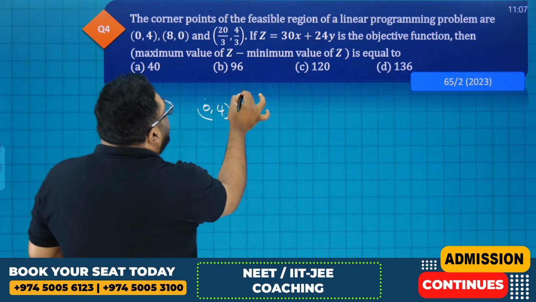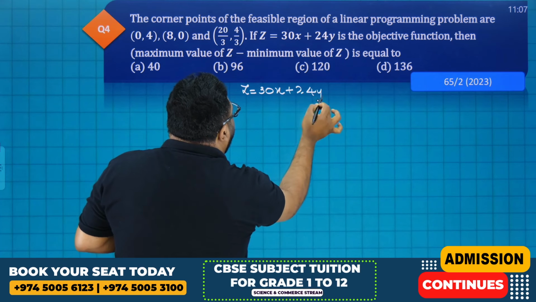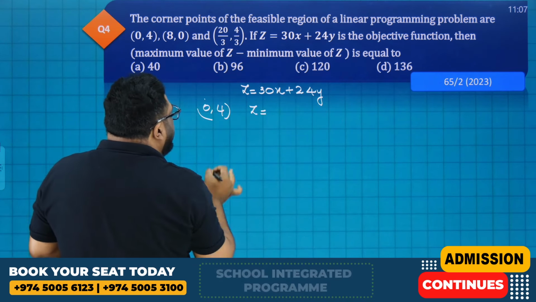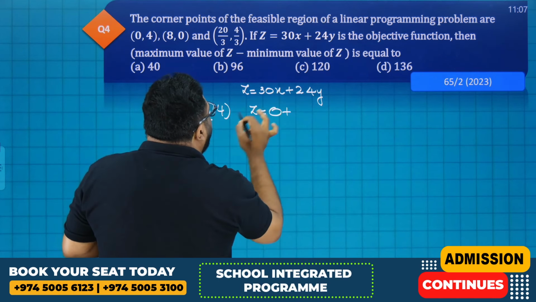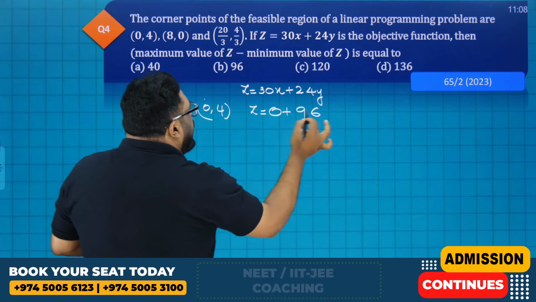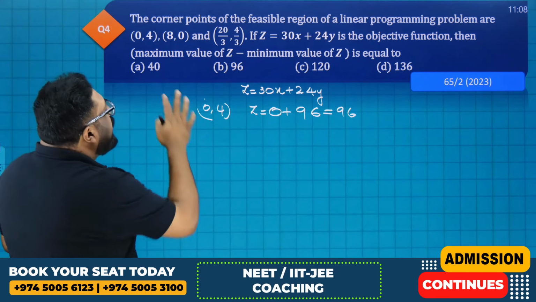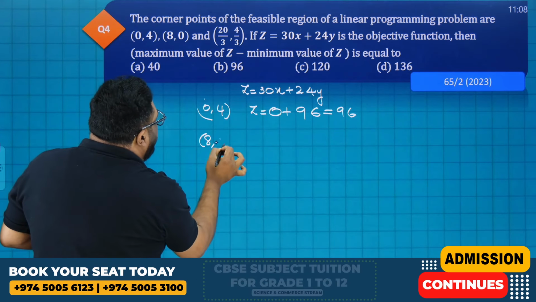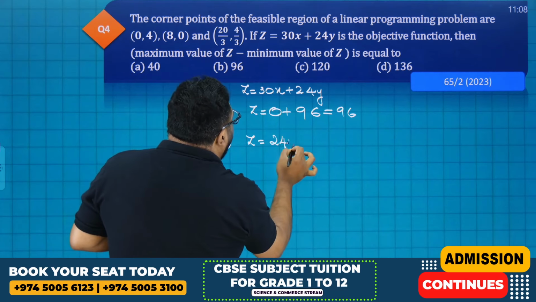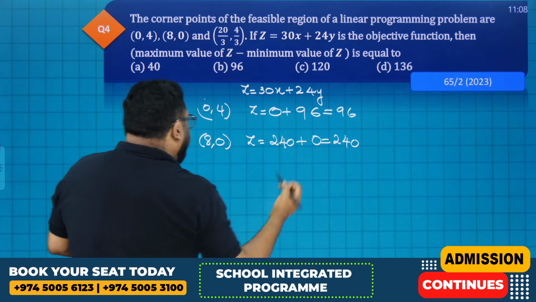The first corner point in z is equal to 30x plus 24y. So if you put that, you will get the first value of z is equal to 0 plus 24 times 4, my dears. So it's going to be 96. Next corner point, my dears, (8, 0). So z is equal to 8 times 30, which is 240, plus 0. So the final answer is 240.